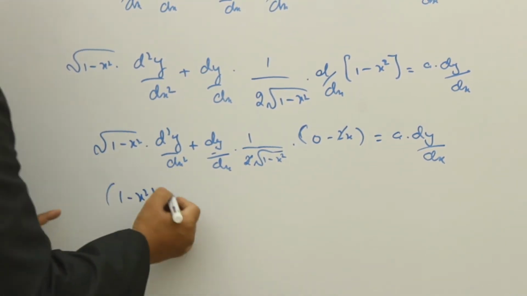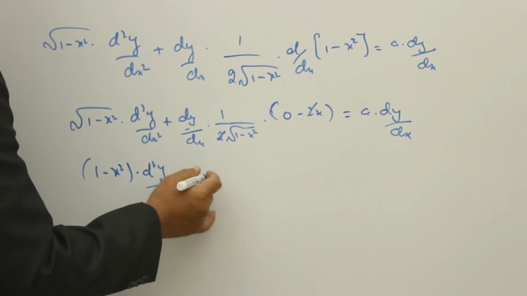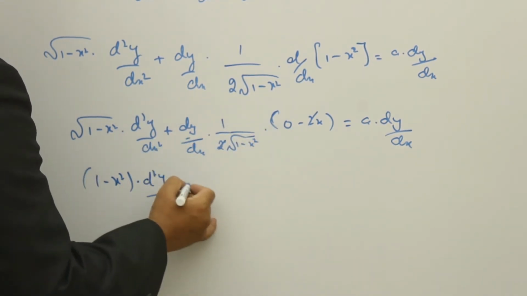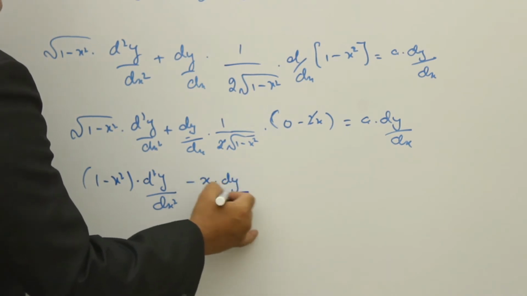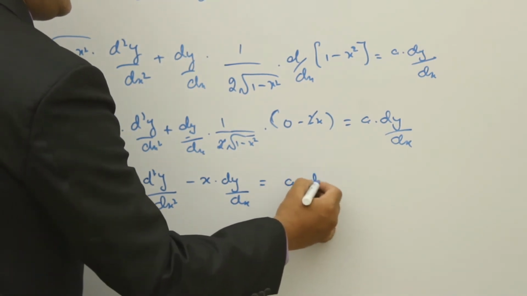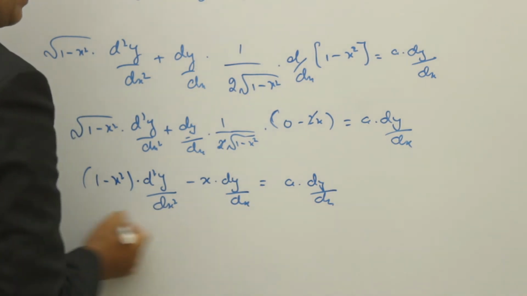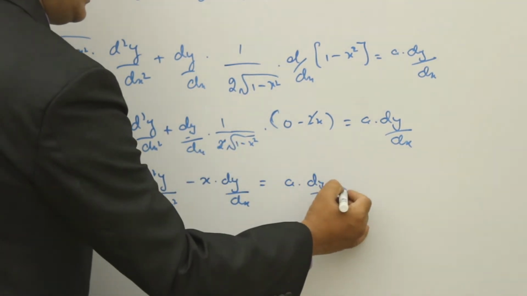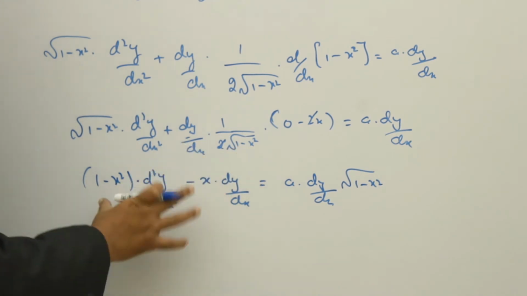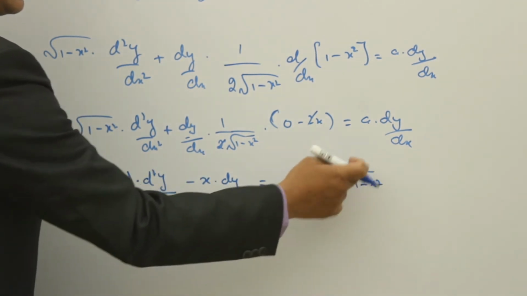Therefore it is 1 minus x square into d square y divided by dx square. Plus, this is the minus part of it, so we will take this minus also and multiply with this because of the product. So you can write it as minus x into dy by dx equals a into dy by dx, this root over thing, when it goes over here, it will become root of 1 minus x square as it is. That is the LCM part of it. So in the denominator, I have transposed it to the right hand side of the equation, so it will be into root over 1 minus x square.